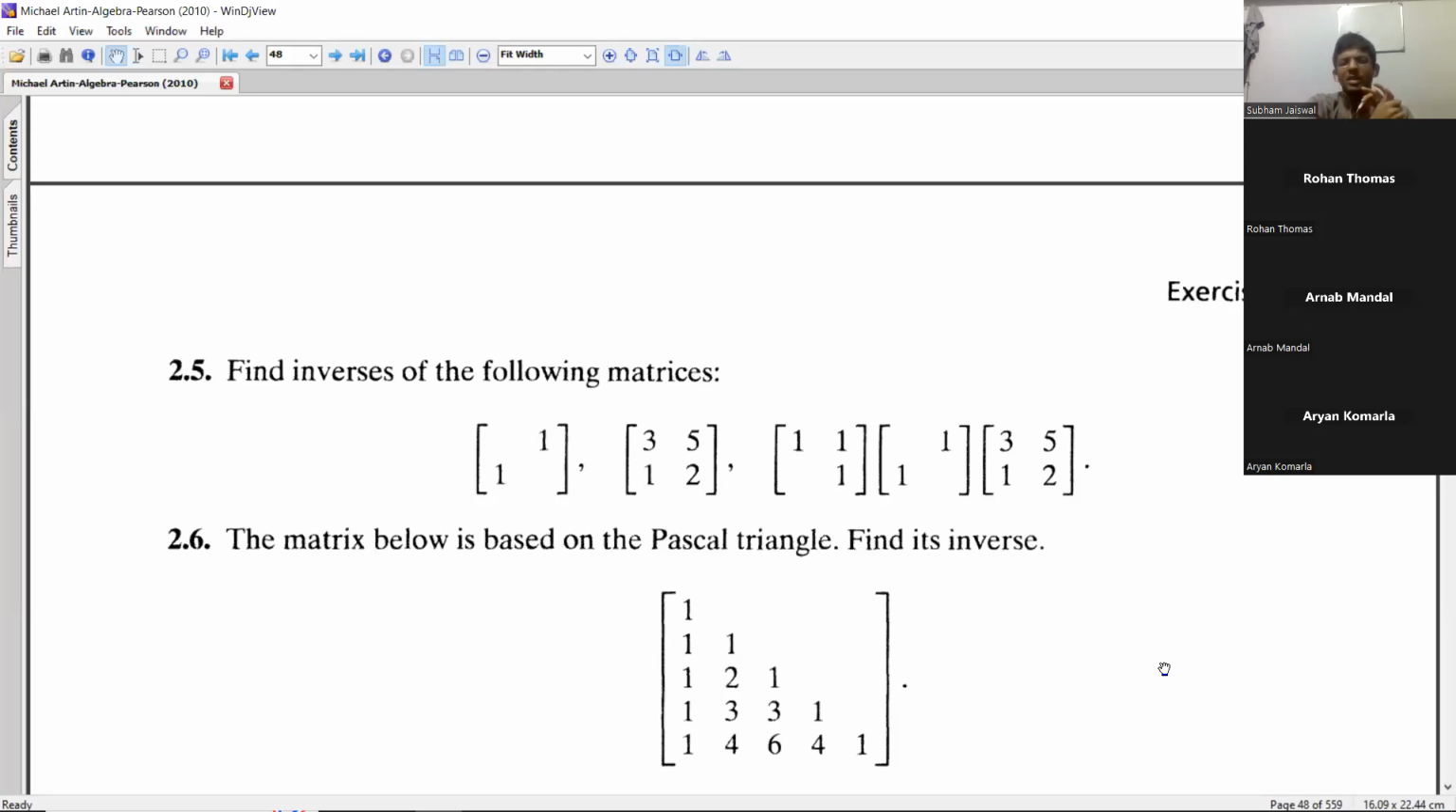But find its inverse. I don't know. I mean, we can find the determinant and adjoint, but he doesn't want us to do that, right? That's very long actually. The determinant is very long. So where will the inclusion exclusion principle come in?